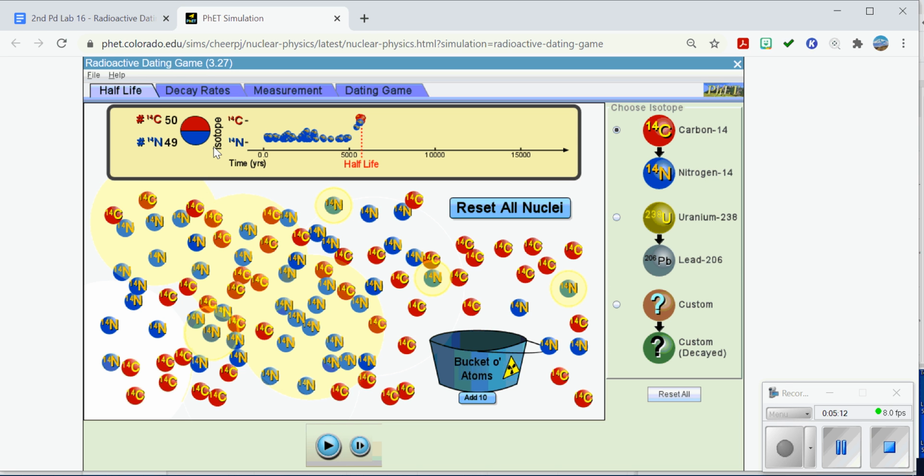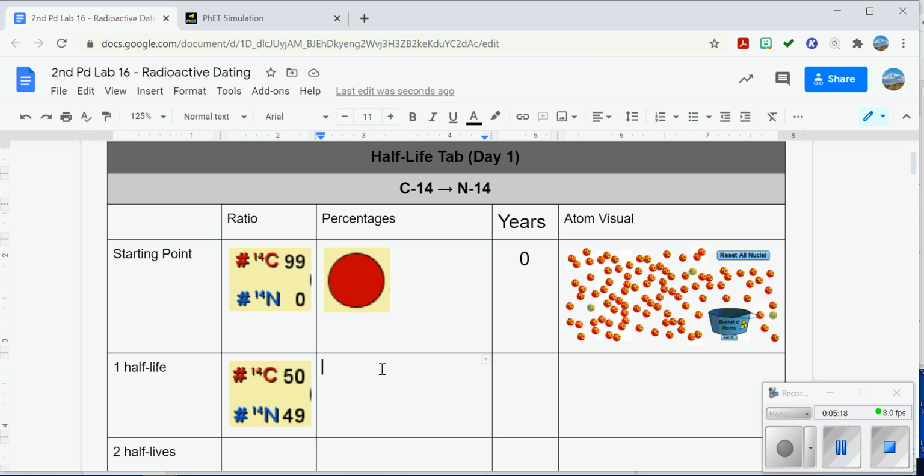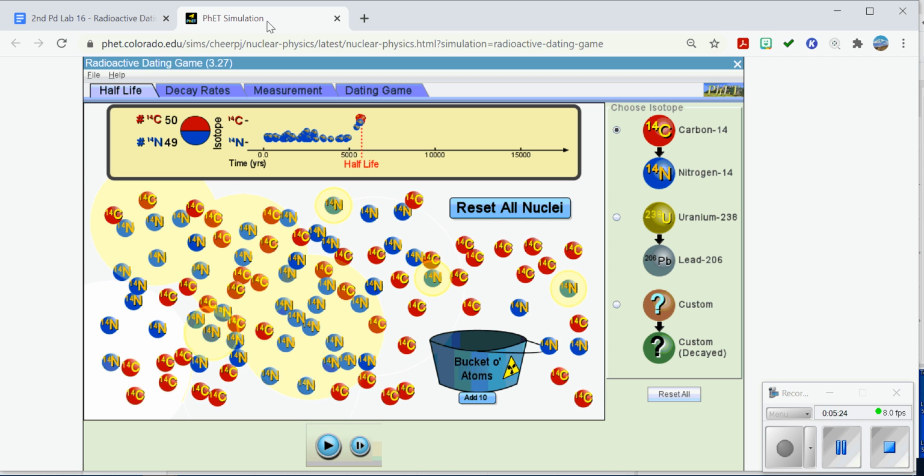So each half-life is how long does it take for half of it to be gone. And you can see that now half of what we had, we've got half of a half. And then the next half-life will be half of that is gone too. Okay? So you take your pictures of this and you put them into this right here so we can track the changes. We're just trying to track changes as it goes from one half-life to two half-lives to three half-lives.